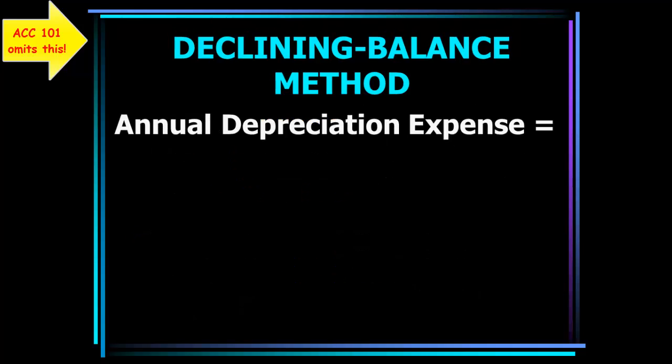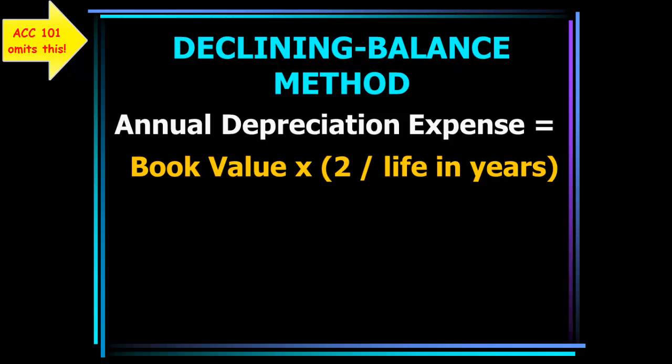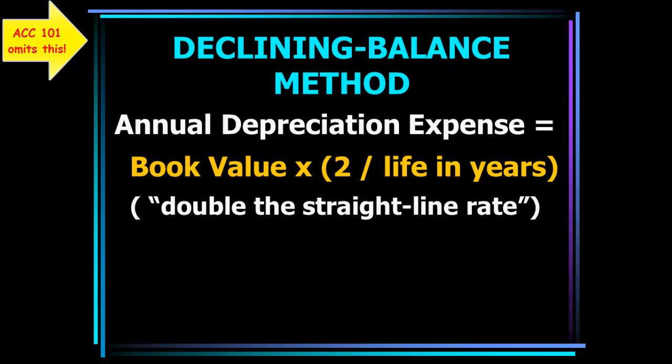Here is my formula. Folks, highlight this one because it looks nothing like the last two. The formula is book value times 2 divided by the life, and the life is in terms of years. Book value times 2 divided by the life in years. Now remember, the straight line and production methods look a lot alike. This one doesn't look at all like the other ones, does it? Now we're doing what's called the double declining balance method. Hence, I'm using the number 2 in the formula.